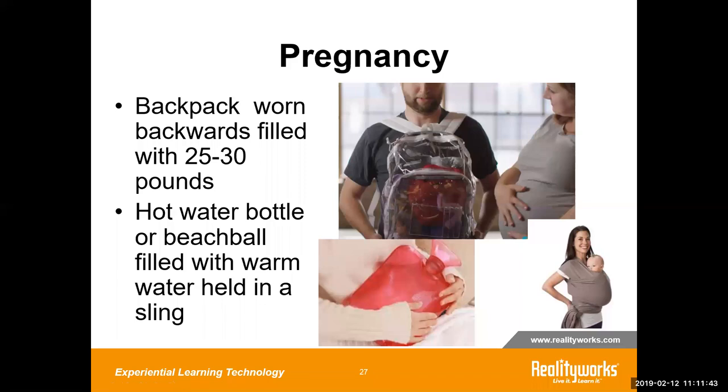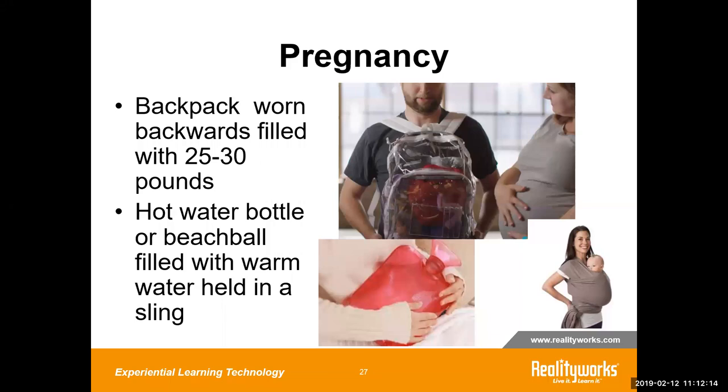While there are several commercial pregnancy simulators available, here are a few quick do-it-yourself projects that you could try. For example, you could take a backpack and begin by filling it about 25 or 30 pounds. Now, the goal here is to fill up the space in the backpack, representing the average weight gain by that third trimester. Then you have the participant wear it backward so they can feel the difference in their center of gravity. Or you could simply take something that you can fill with warm water, perhaps like a hot water bottle, or even a beach ball partially filled up.